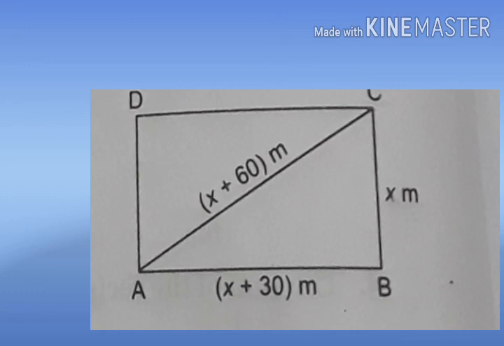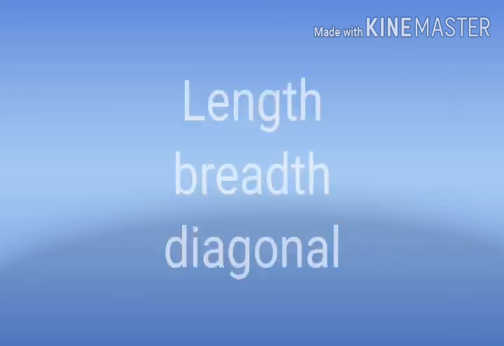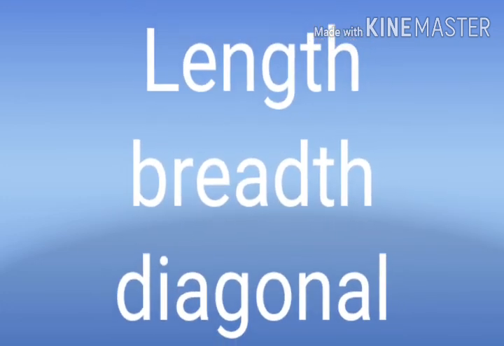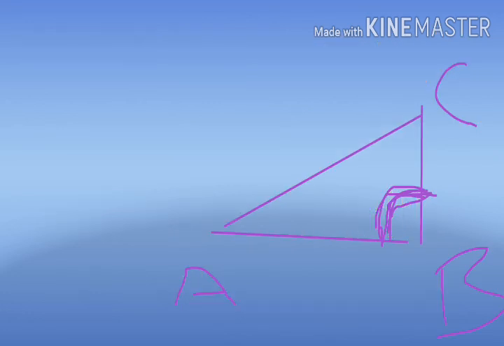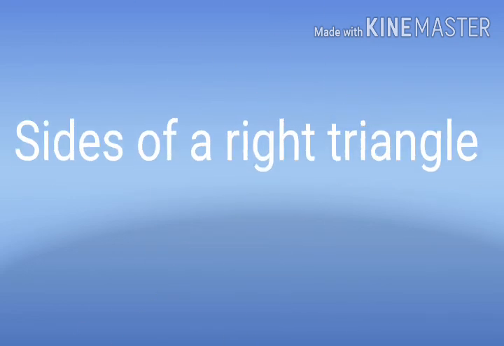Here what is given? According to the question, the length, breadth and diagonal of a rectangle are given. When we consider this figure, you should understand that it is a rectangle ABCD with length AB, breadth BC and the diagonal AC. Then when we consider triangle ABC, it is a right triangle since all the angles of a rectangle are 90 degree. Then what is the relation between the sides of a right triangle?